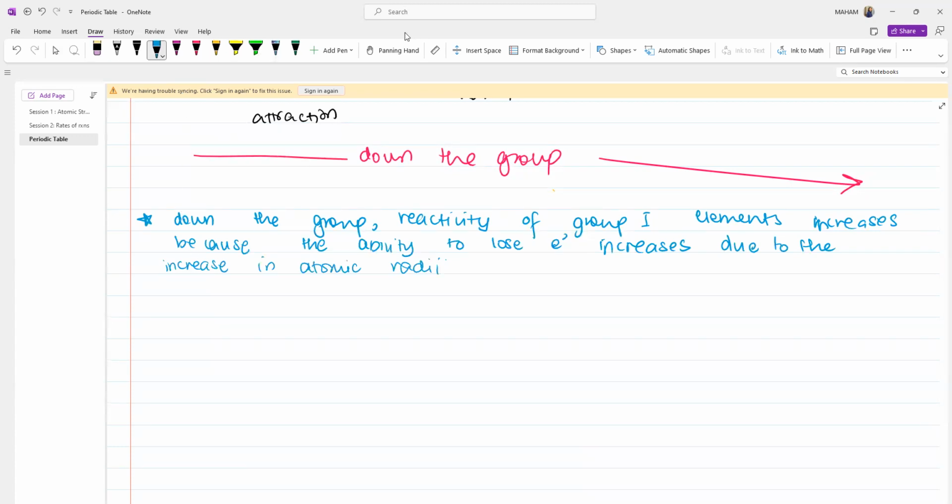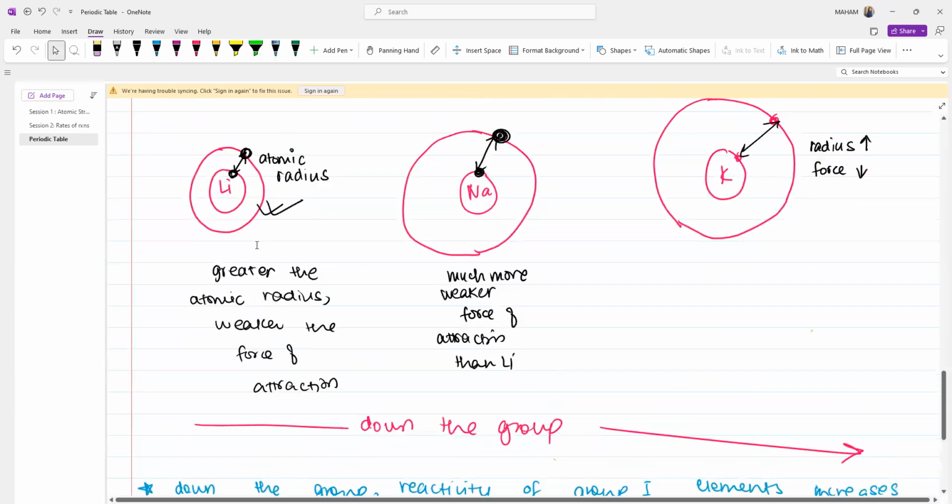Now we come to the melting and boiling points. So down the group, the melting point decreases due to an increase in atomic radii. It has the same explanation just as I explained here.